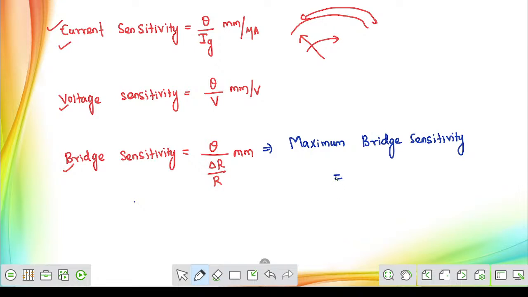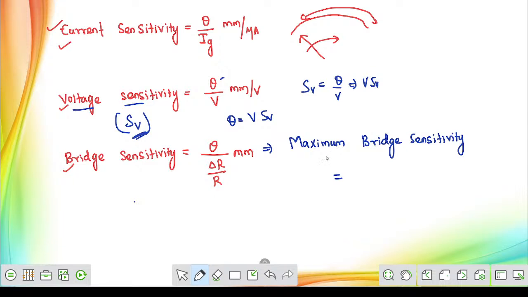The formula will become as usual. See, we have the formula for voltage sensitivity. Let me consider SV. The voltage sensitivity formula is SV equal to theta by V. From this formula, if you are exploring the value of theta, that will be V into SV. Yes or no? Sensitivity representation is SV. If SV equals theta by V, then theta can be replaced by V into SV.